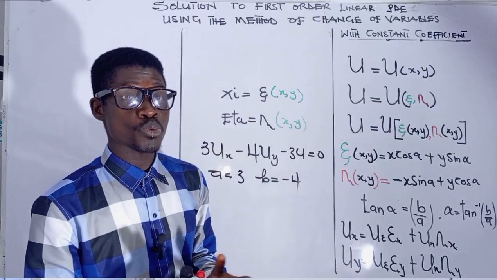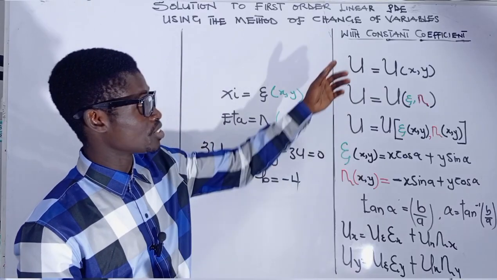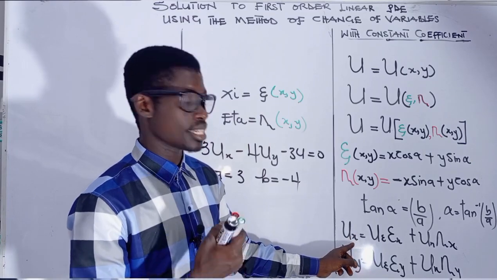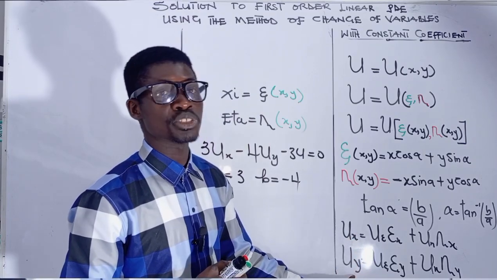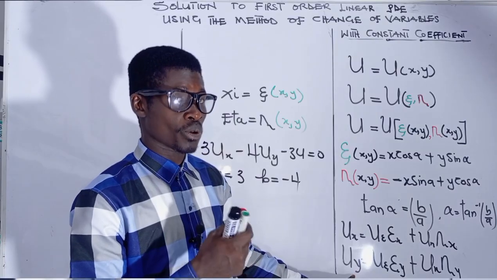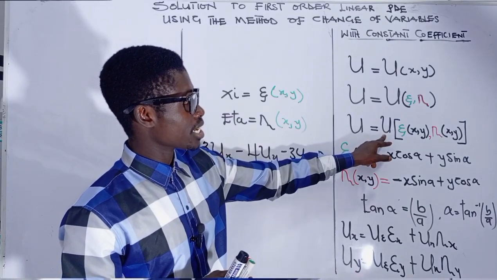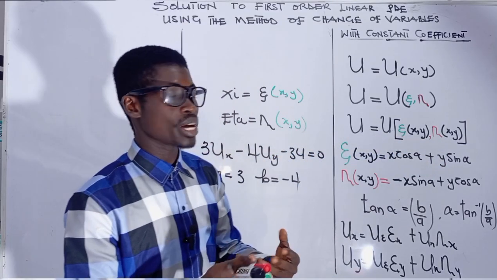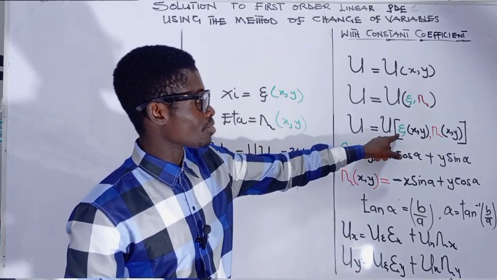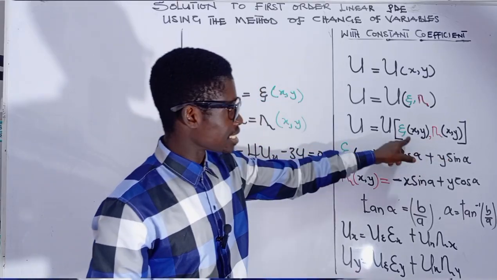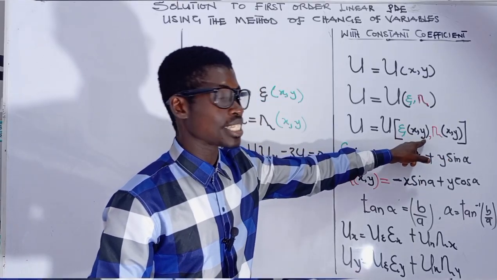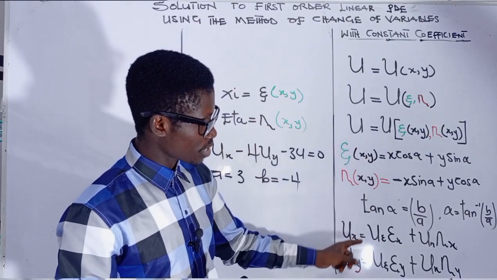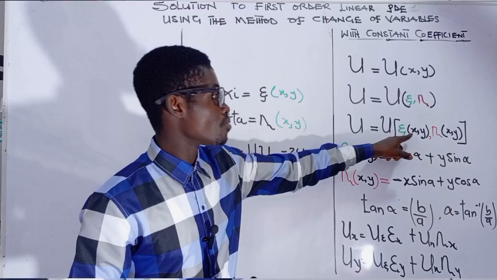Another vital equation that we'll be making use of under the change of variable is the partial derivative of the function u with respect to x, and then the partial derivative of the function u with respect to y. Remember that the function u is expressed in terms of xi and eta. In other words, the dependent variable u is a function of xi and eta. And xi is a function of x and y. So to find the first partial derivative of the function u with respect to x, we have to go through xi before we get to x.